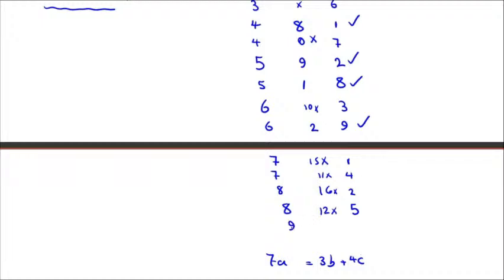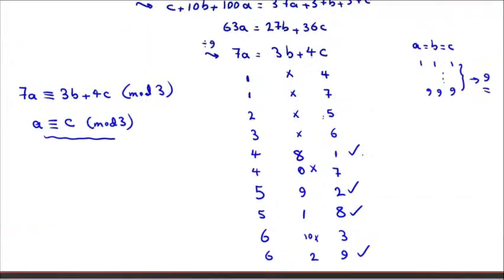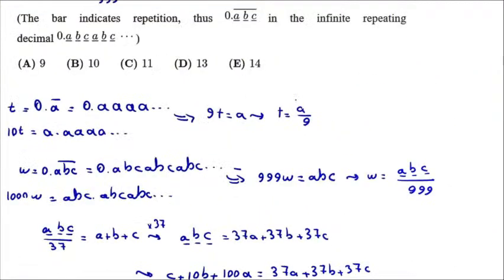If it is 9, then it will be 3 or 6. 9, 3: 63 minus 12 will be 51, 51 over 3 is 17, which is bad. 63 minus 24 will be 39, 39 over 3 is 13, which is bad. So all of them will be bad. So let's count: 9 here, 10, 11, 12, 13. So the answer for this problem is 13, and the answer is D.